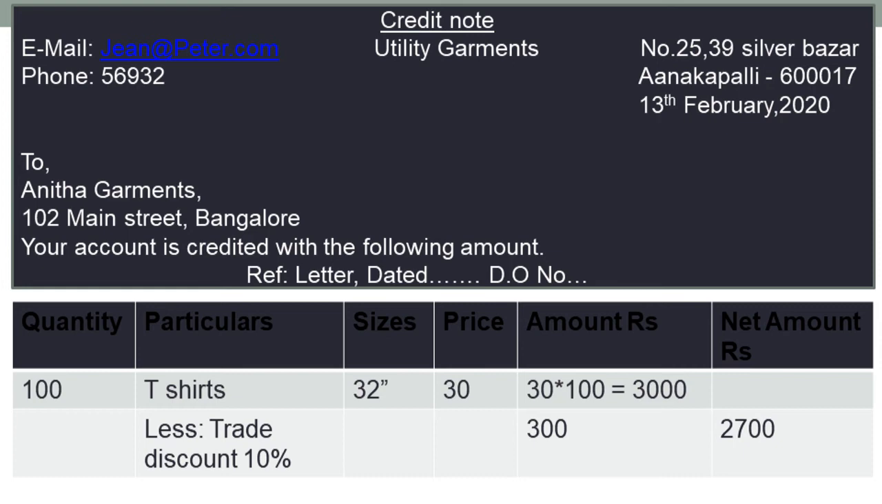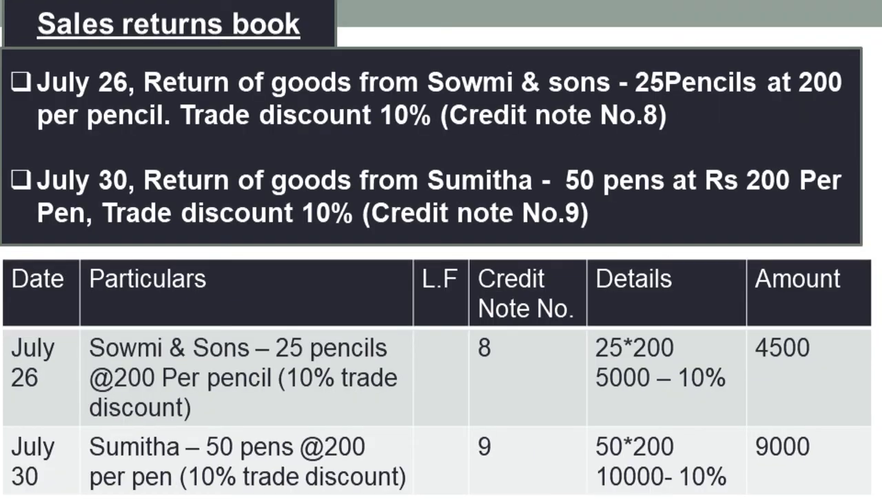In the amount column, he has mentioned the calculation, that is 30 into 100, that is equals to 3000, and also the 10% discount given. 10% of 3000 is 300. When we deduct 300 from 3000, we get the net amount of 2700. This is the total amount that is credited to customer account. Now we will see an example for sales returns book.